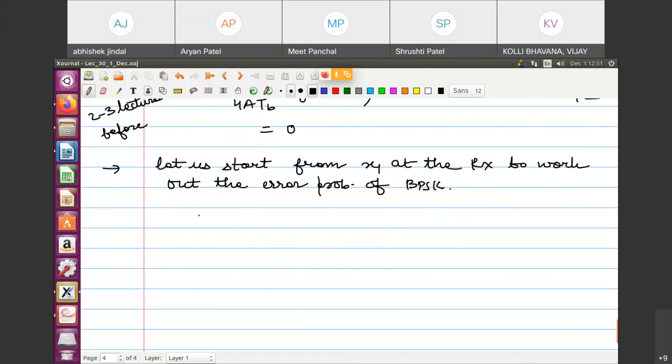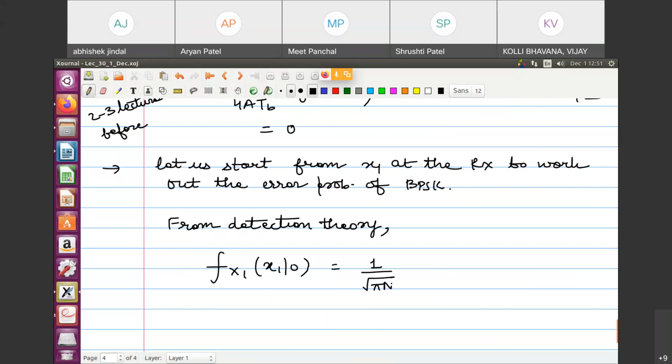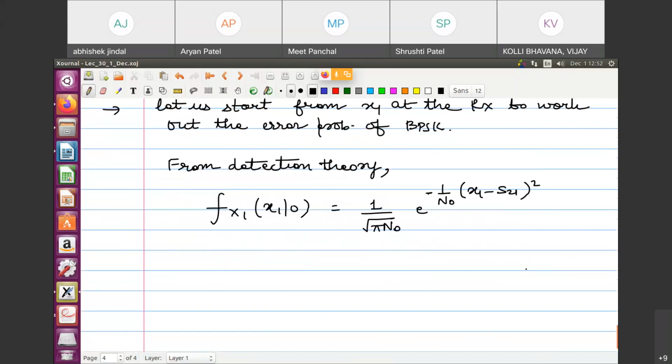So what can we say? From detection theory, I would be skipping a lot of steps in between because we have properly covered it in the detection theory. What can we say about f of x1 given 0? This would be a Gaussian random variable with this as the variance and everything. Okay, so this is all assuming equiprobable.